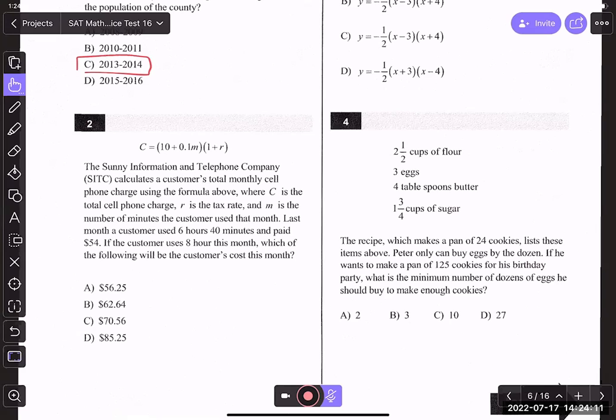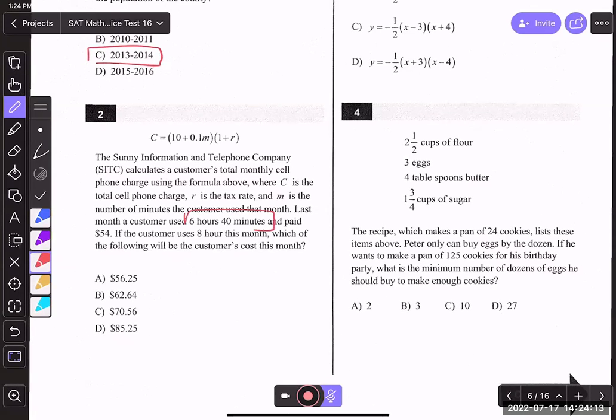Yeah, you've been told 6 hours, 40 minutes was $54. So let's plug that in as an equation, right? C equals 10 plus 0.1 times M. What does M stand for again? The number of minutes. Right, so for 6 hours, 40 minutes, we have to convert that into minutes. 6 hours is 360, 40 minutes on top of that, that's 400. So that times 400 times 1 plus R.